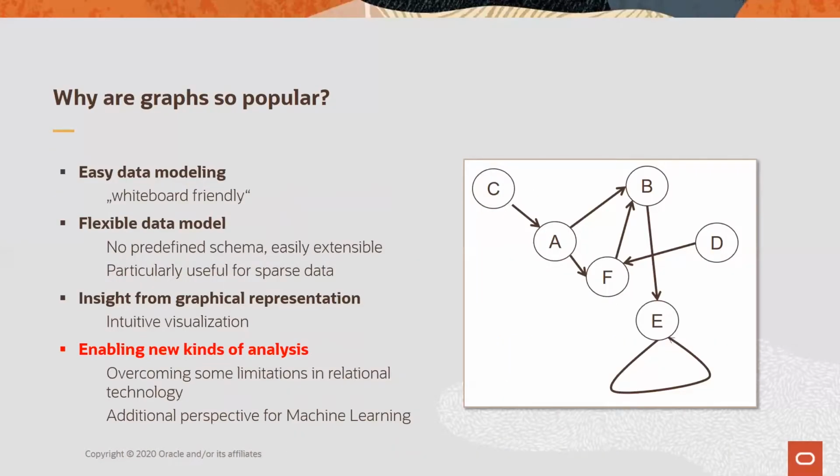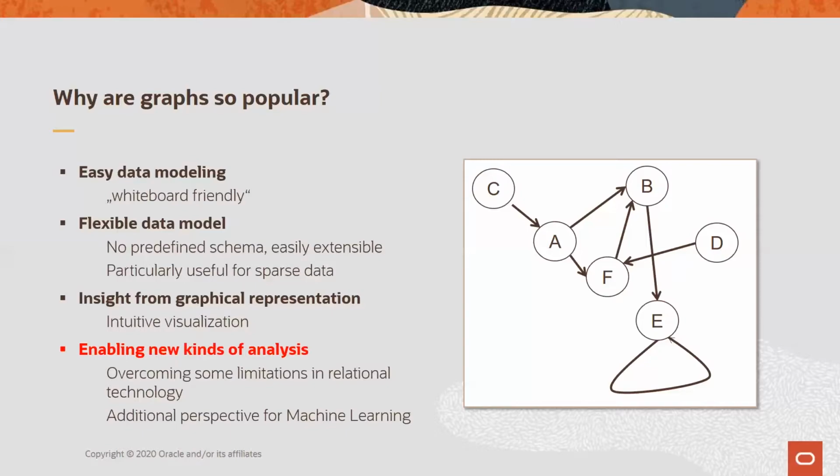What's made graphs so popular is what I already mentioned. They are very easy in terms of modeling, and already from looking at it, you can derive information. The key thing, however, also the key differentiator compared to relational technologies, is that graph technologies allow you to do different kinds of analysis which in relational technologies are either very cumbersome and slow or impossible altogether.